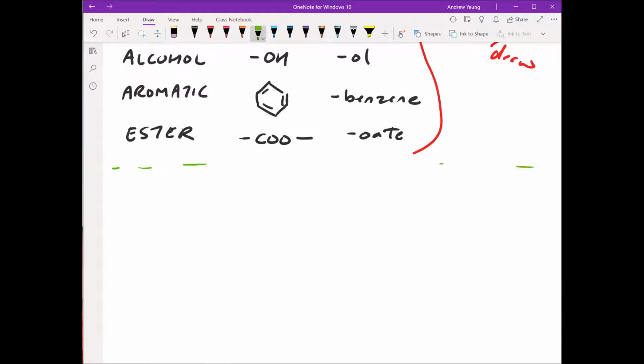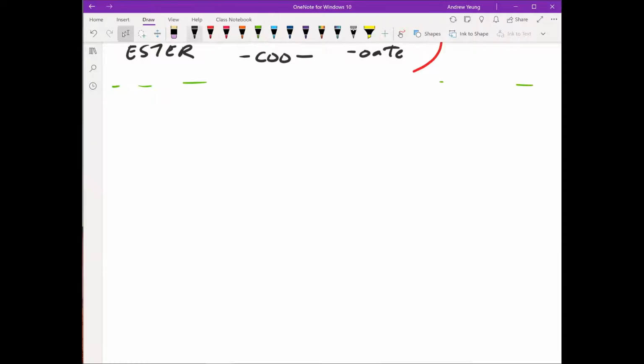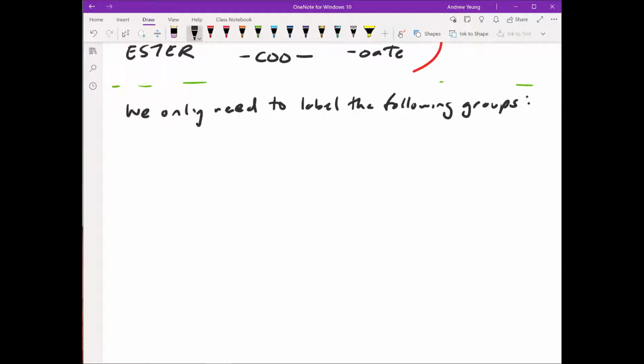So let's just write that down here. We only need to label the following groups. They are functionalities just like we did before. They're special things that the molecule might have, but just to save us a little bit, we don't need to learn the full detail of naming them in its entirety, lowest number, and whatnot. We just need to be able to circle what these molecules have.